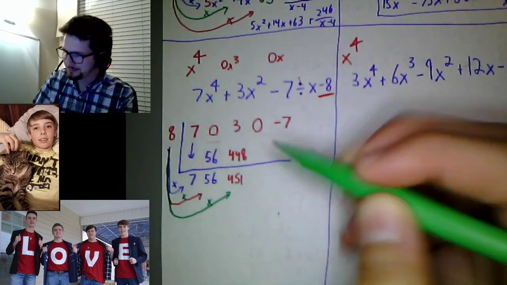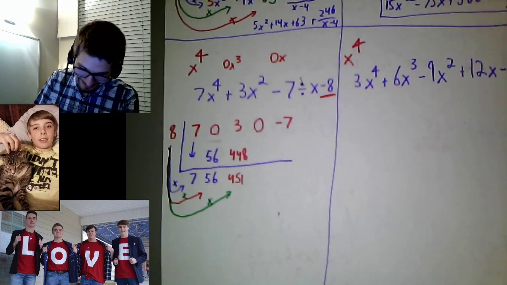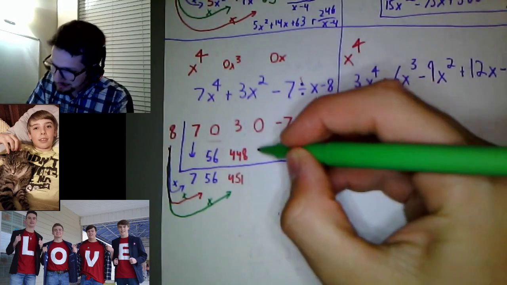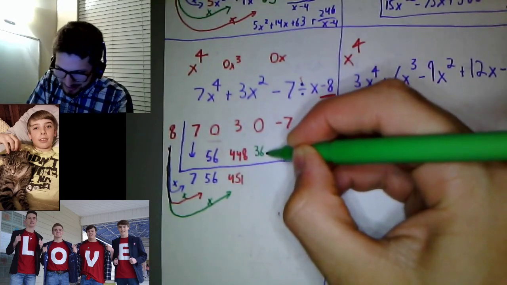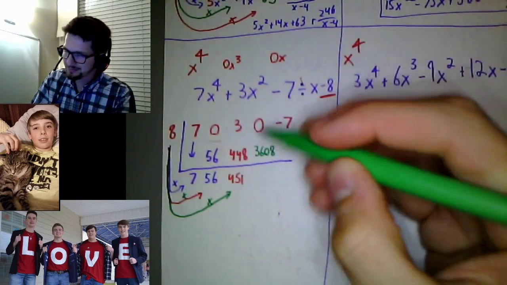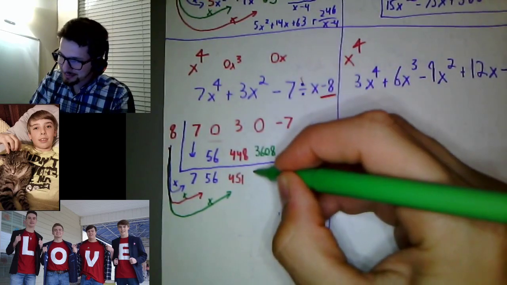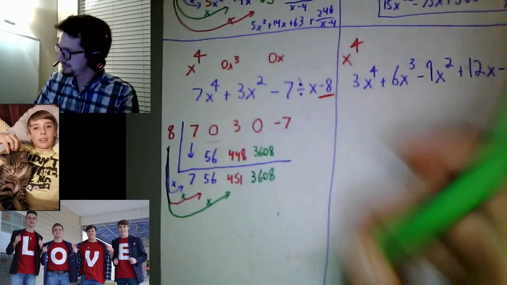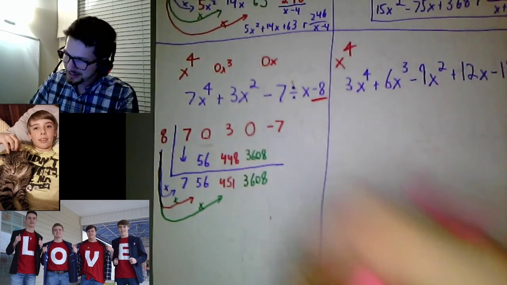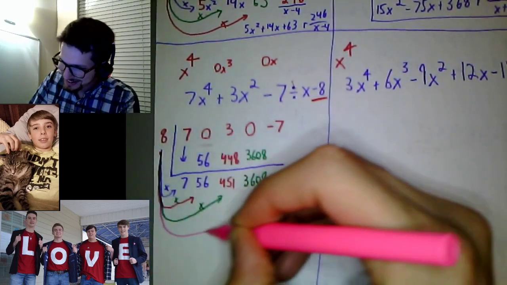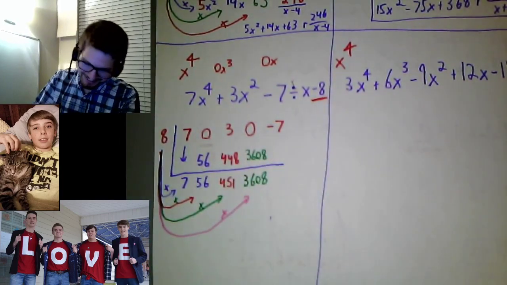What is 451 times 8? I don't know. 451 times 8 in my calculator gives me a whopping 3,608. What's 3,608 plus 0? The same thing. Finally, what is 8 times 3,608?